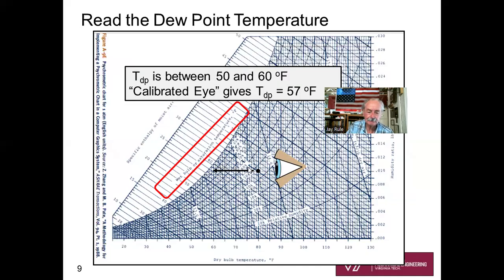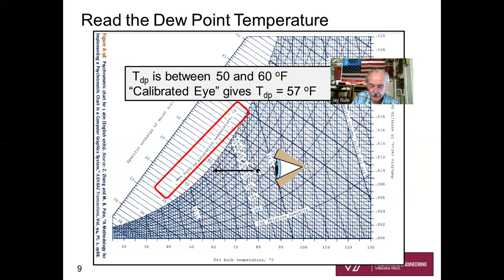I'm going to go to the next slide. Okay, here we go. Here's our state. We draw a horizontal line until it exactly hits this saturation line. I didn't put a dot there. I wish I had, but imagine putting a dot there. Can you see what the dew point temperature is? This diagonal axis says wet bulb or saturation temperature. For our case, the saturation temperature is the dew point temperature, and it's somewhere between 50 and 60.